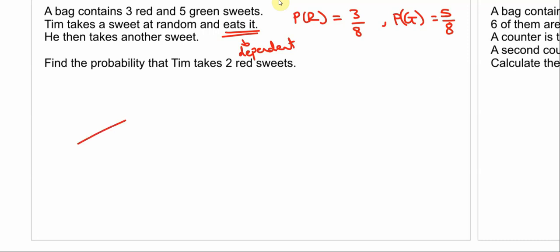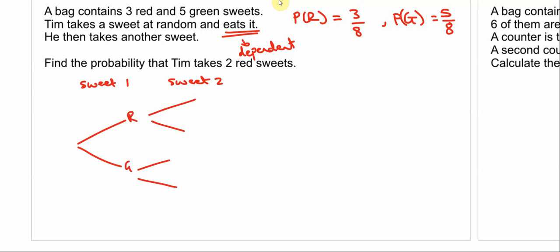So let's draw the tree diagram. We're going to have sweet 1, and then we're going to have sweet 2. So we're going to have red, green, red, green, red, green. Probability of red right now, 3 out of 8, and green is 5 out of 8. We actually only care about this path, 2 red sweets, so I'm not going to fill in the rest of it. I'm just going to fill in my probability here. Save myself a bit of working.